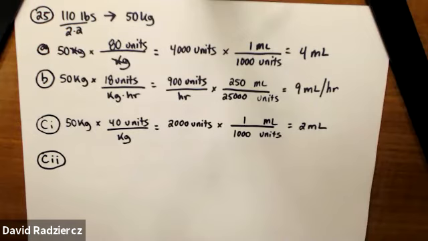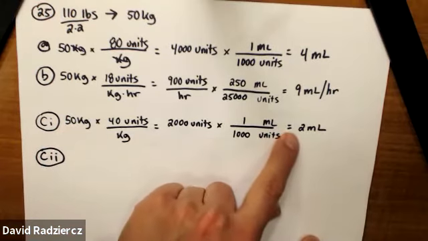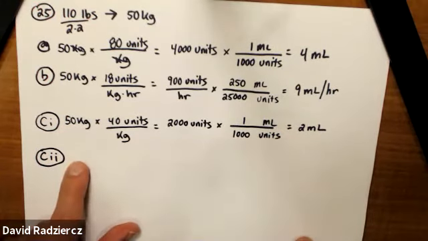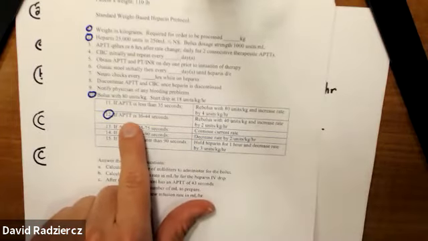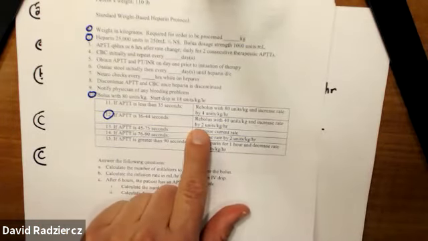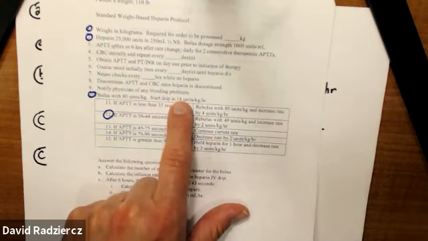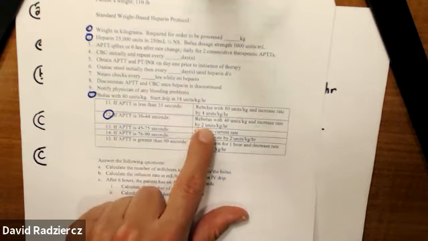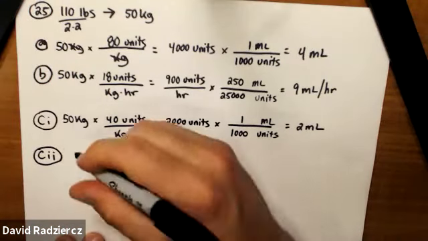So the rebolus, 2 milliliters. Now we're going to continue an IV drip, but we're going to make some changes. With the APTT of 43 seconds, it tells me to increase the rate by 2 units per kilogram per hour. What was our initial rate? Our initial rate was 18. So if I'm going to increase it by 2, 18 plus 2 is going to be.